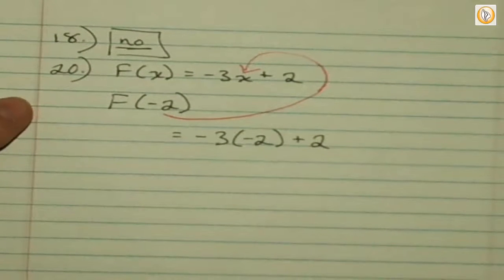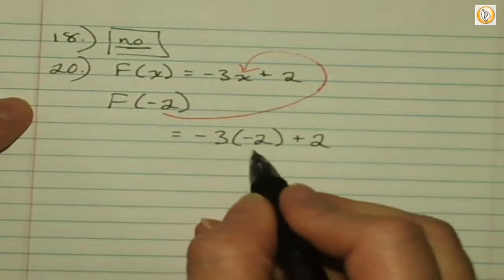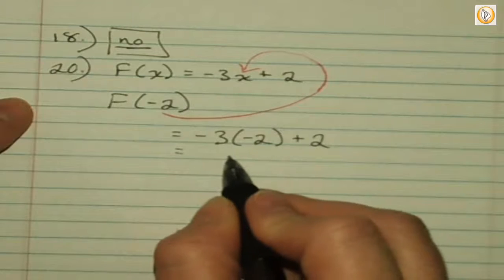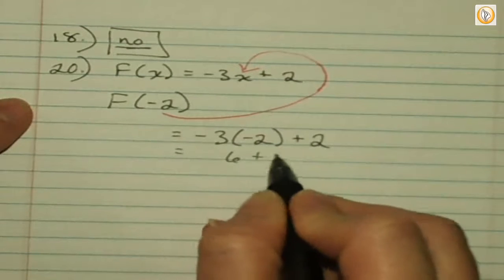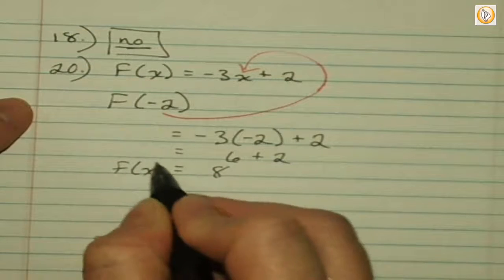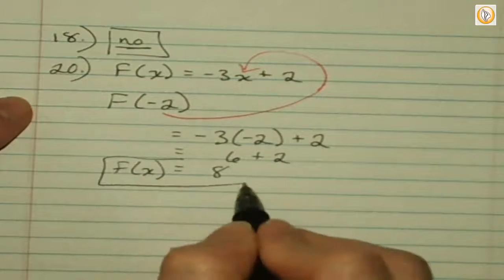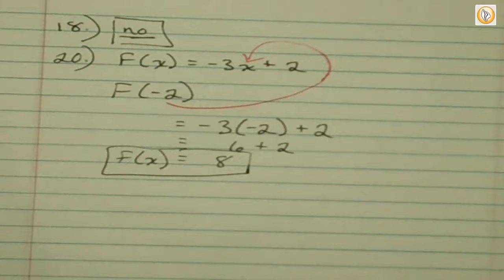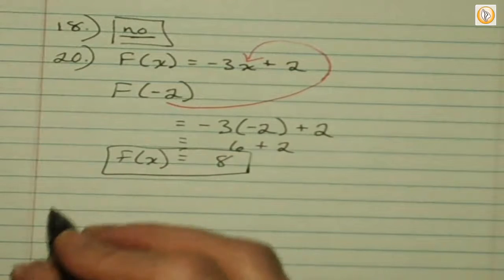Yes, good. All right, so negative 3 times negative 2 is what, Taylor? 6. And 6 plus 2 is what? 8. So f of negative 2 equals 8. Does that make sense? Good.